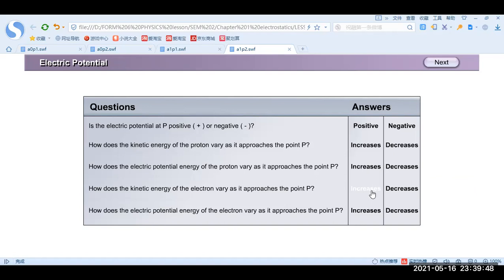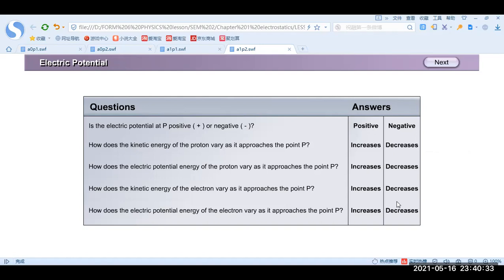How does the electric potential energy of the electron vary as it approaches the point P? This means that the electric potential energy will decrease. Ladies and gentlemen, did you notice? For the proton, if the kinetic energy decreases, the potential energy increases. If the kinetic energy of the electron increases, the electric potential energy decreases. That means that kinetic energy and potential energy, one increases, one decreases. That means it's inversely proportional.